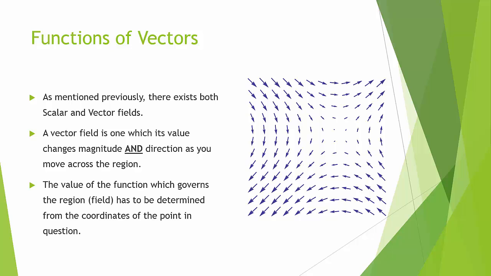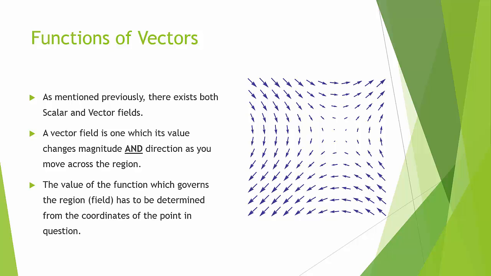We used this graphic before for a vector field, and as you can see, as you move downward and sideways, not only do the magnitudes, or the lengths of the arrows, change, but also the directions that they're pointing. With vector fields, the value of the function which governs the region, say the square region or field, if you want to find a value from that function, it has to be determined from the coordinates of a point in question.